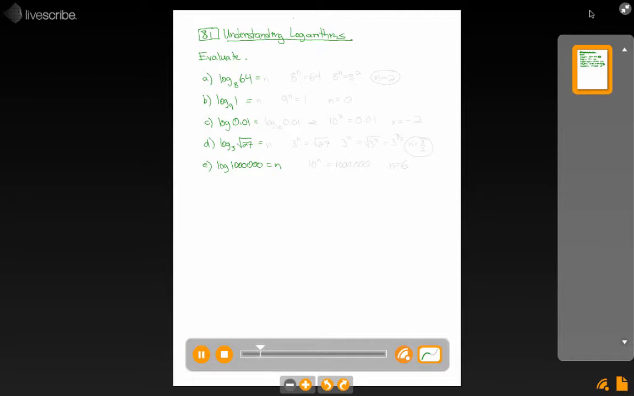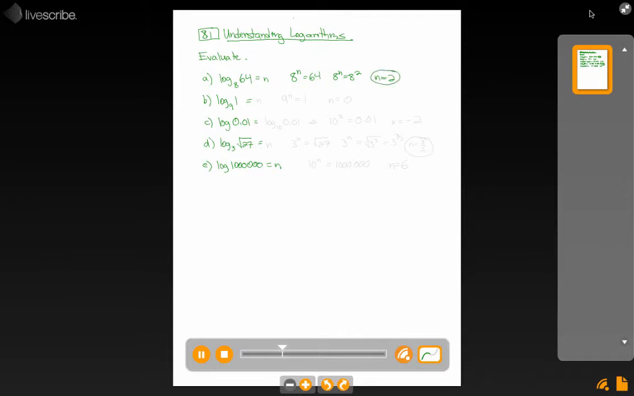But the first one, if we say that this answer is equal to n, remind ourselves that this means that 8 to the n equals 64. Many of you will be able to say, oh well, n must be 2. You could say 8 to the n equals 8 to the 2, so n equals 2. The answer to that logarithm is 2.